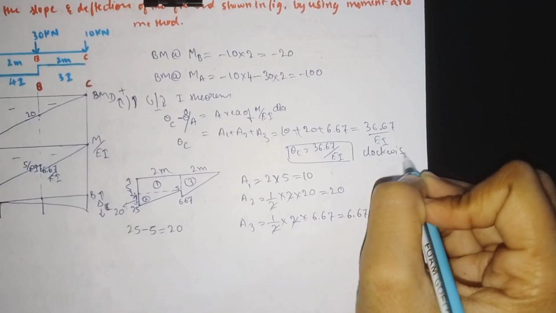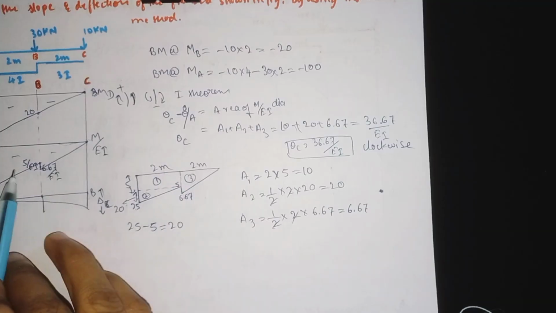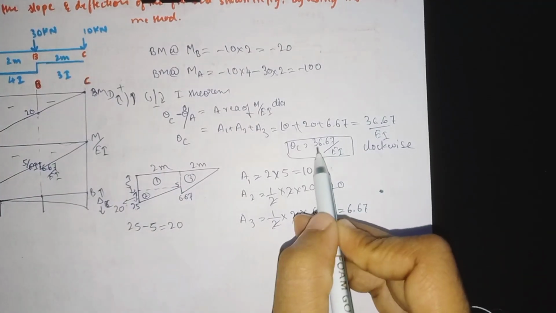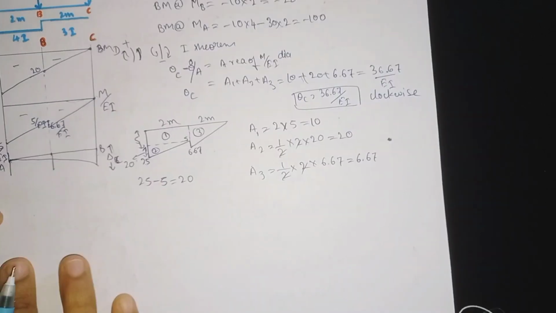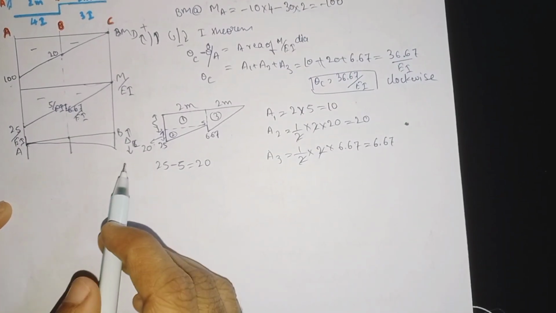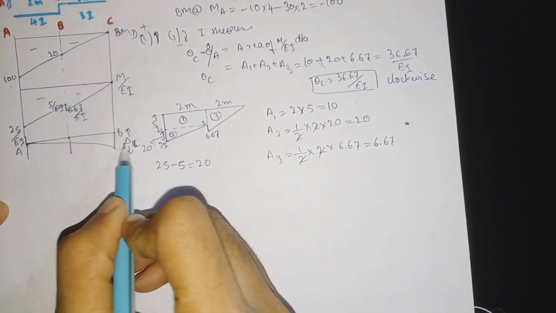Clockwise, write clockwise, because all the areas, the value will be negative. If you don't want to put the negative sign here, just write clockwise. Now what we have to do is find the deflection at point C.